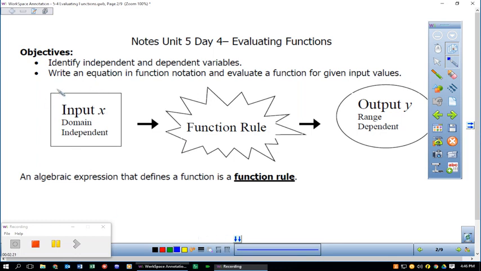So a function goes from inputs to outputs, and these are words you'll see. X's, inputs, domain, independent. Output is y, or the range, or dependent. These words are all synonymous. Our function takes the inputs, they go in, and they come out as a different number. So an algebraic expression that defines a function is a function rule. Look at a few of these.